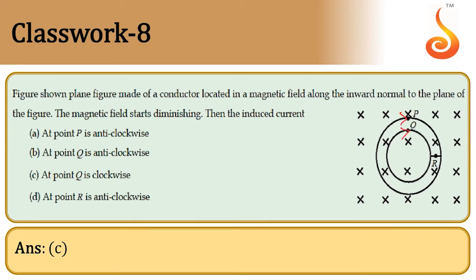So at point P, the current is anti-clockwise, wrong. At Q, it is clockwise, correct. At R, it is anti-clockwise, no. So only option C. Apply Lenz's law. At R, it is either left or right; you can't say it is anti-clockwise or clockwise.